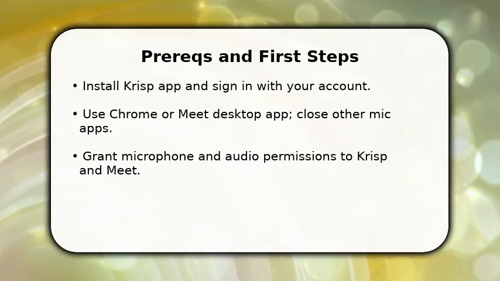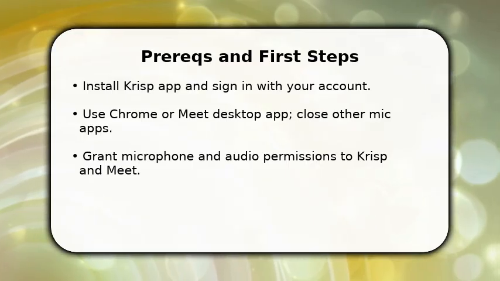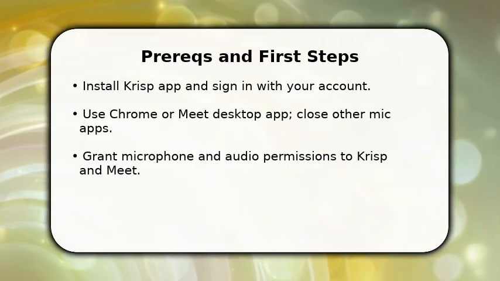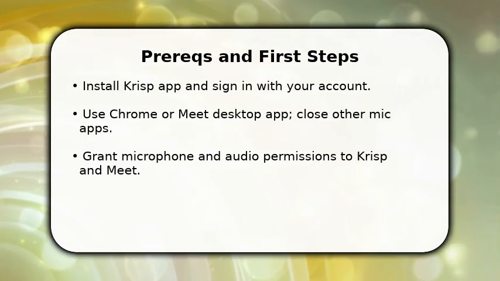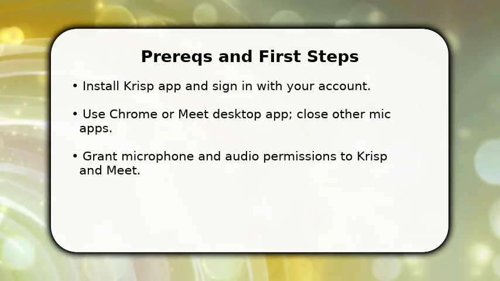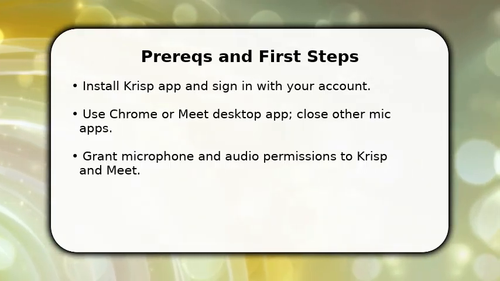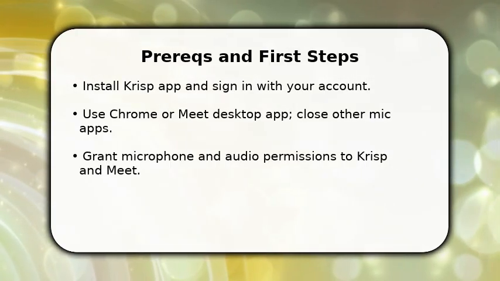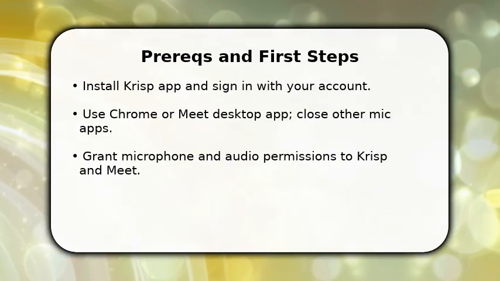You need Krisp installed and your Google Meet ready. Open Krisp first so it becomes an available audio device. Once done, sign into Krisp and enable noise cancellation for your microphone and speaker. Make sure your headset or built-in mic is selected in Krisp, then leave Krisp running.